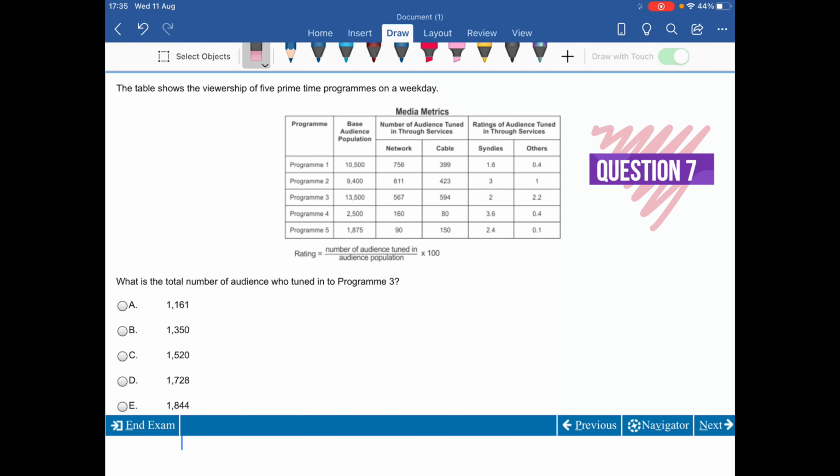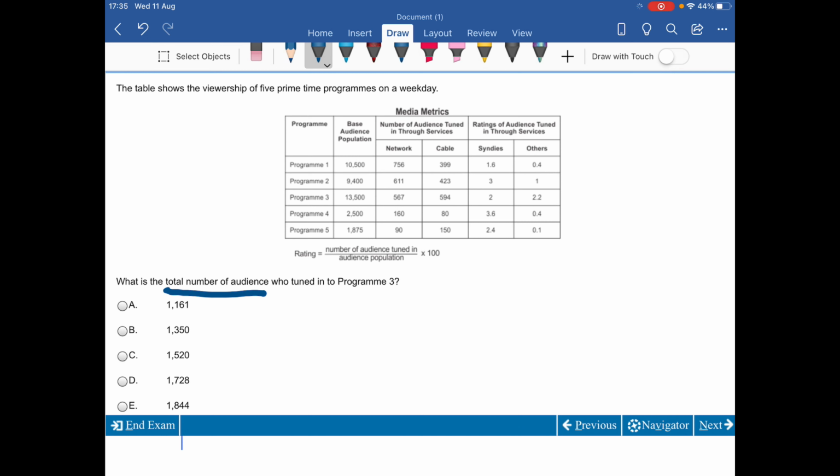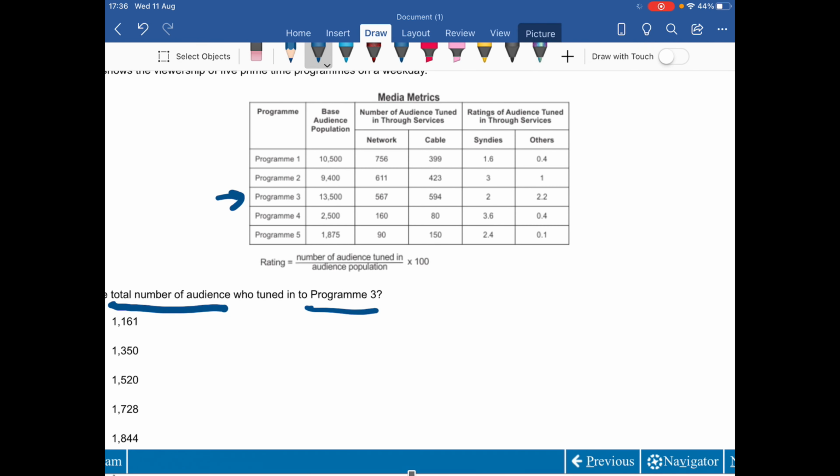So basically for this question, what we have to do is that they want to find out the total number who have tuned into program 3. So then you're looking at this row, you already know that. And then the problem with that is that you want the total number, right? But you have to look for the columns that show you the number. Only that column shows you the number of the audience, but this column does not show number, that shows rating. So why don't we just start with the column that shows us the number?